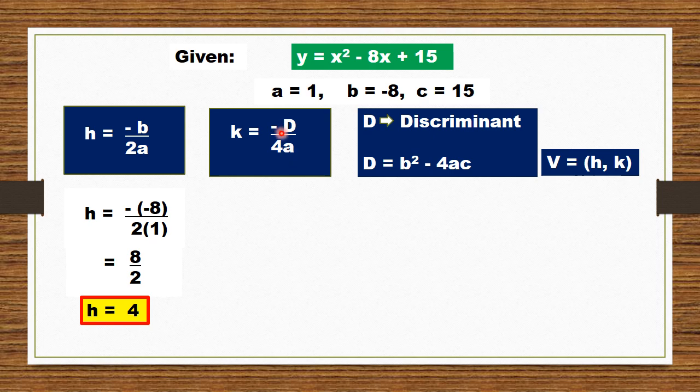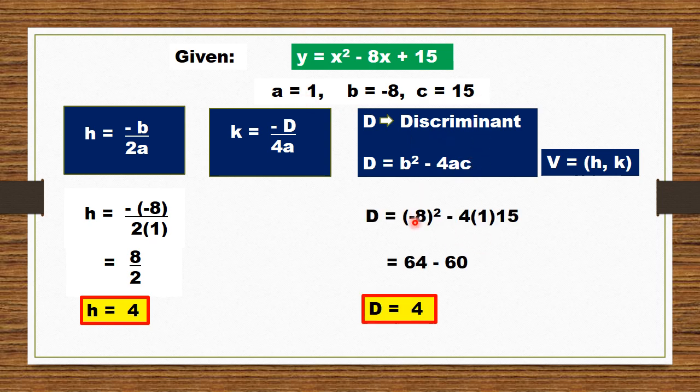Dito, unahin ko muna yung solve ang discriminant or yung d. So d equals b squared minus 4ac. What is b? Negative 8. a, positive 1, c, 15. So we have negative 8 squared minus 4 times 1 times 15. Negative 8 squared is 64. 4 times 1 times 15 equals 60. 64 minus 60 equals 4. So the discriminant is equal to 4.